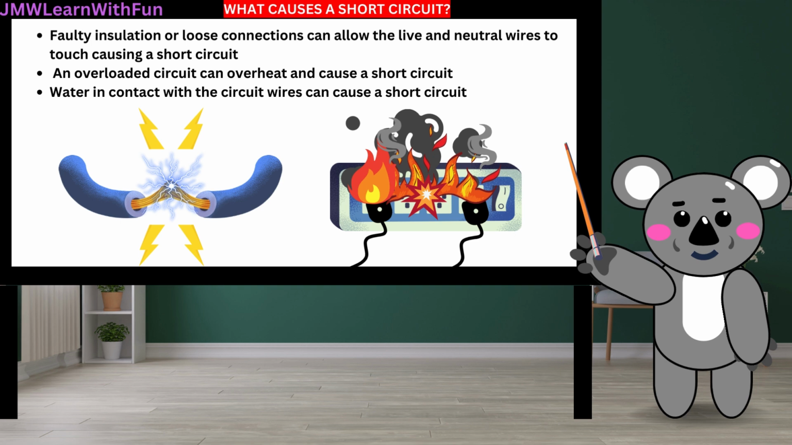Faulty insulation or loose connections can allow the live and neutral wires to touch, causing a short circuit. An overloaded circuit can overheat and cause a short circuit. Water in contact with the circuit wires can cause a short circuit. The figure shows a short circuit when live and neutral wires touch, and a short circuit when a circuit is overloaded and causes a fire.